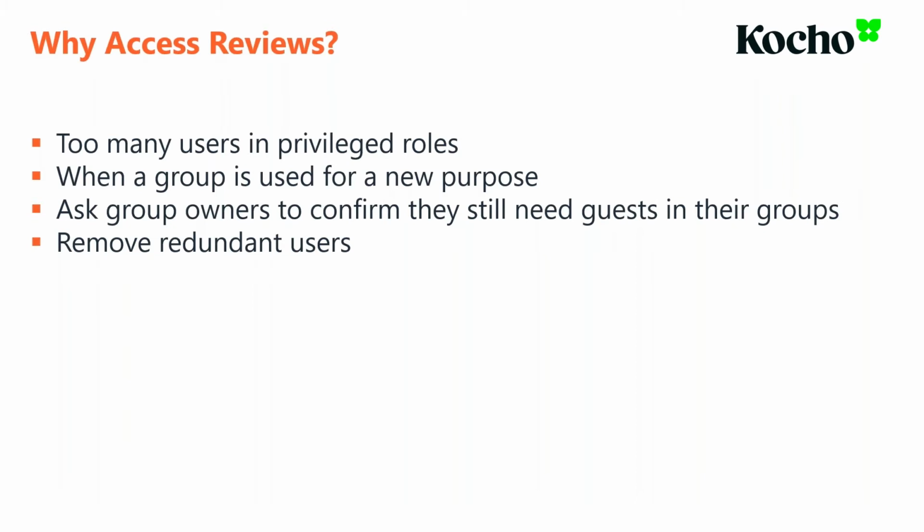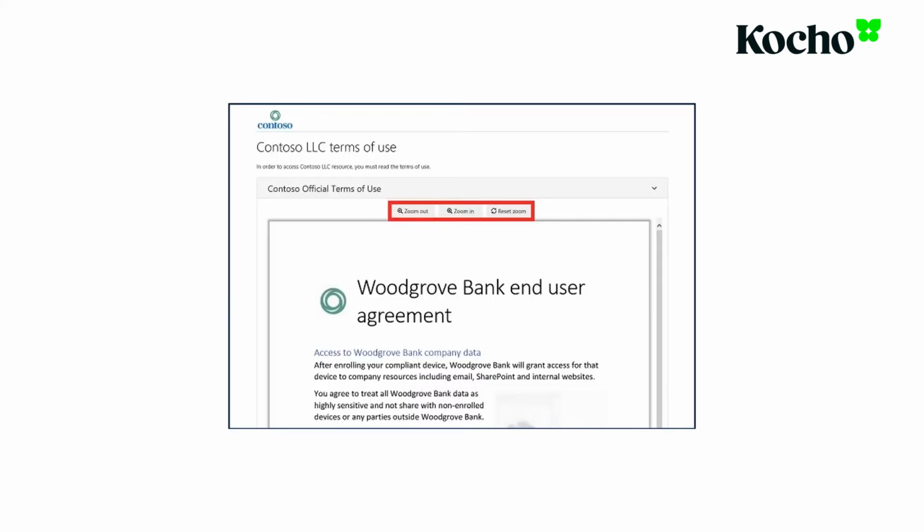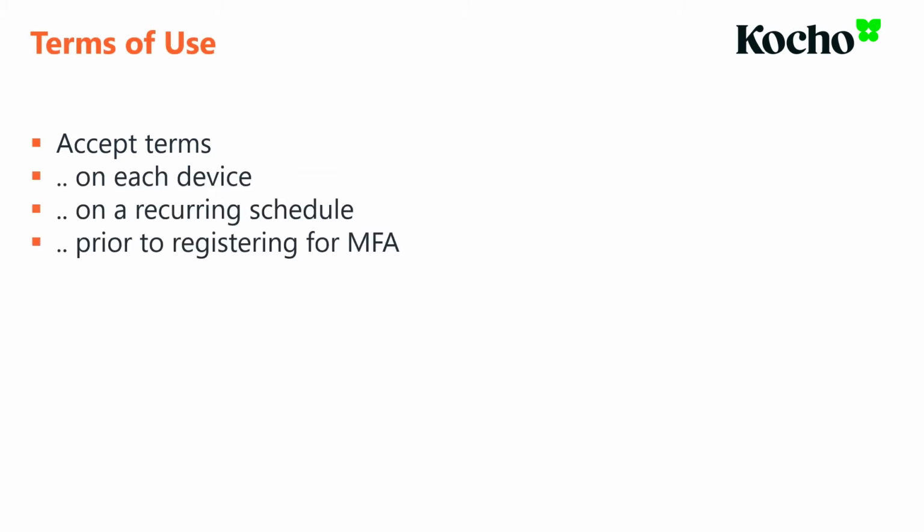Finally, terms of use. This is a way of just setting up a legal agreement between you and your external users, or you can do it for internals as well. So again, you can require users to review and accept terms of use before they log into a specific application or device, and you can do it on a regular basis. You can set these terms of use up, and then require them using conditional access.